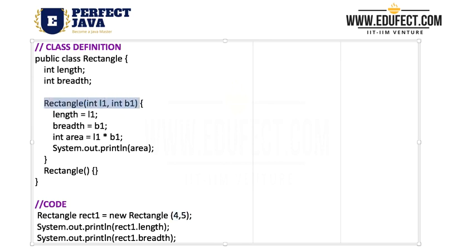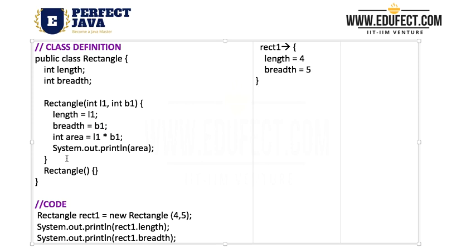So now L1 is 4, B1 is 5. When we are creating rect1, what will rect1 look like? What will length be? We are saying length is equal to L1. L1 was the first parameter, which means L1 is 4, so length gets the value 4. Similarly, breadth will be B1. B1 means the second parameter, which is 5.